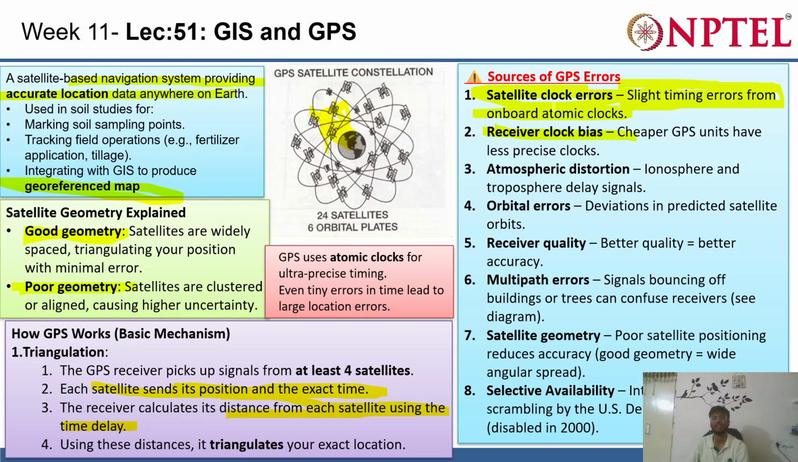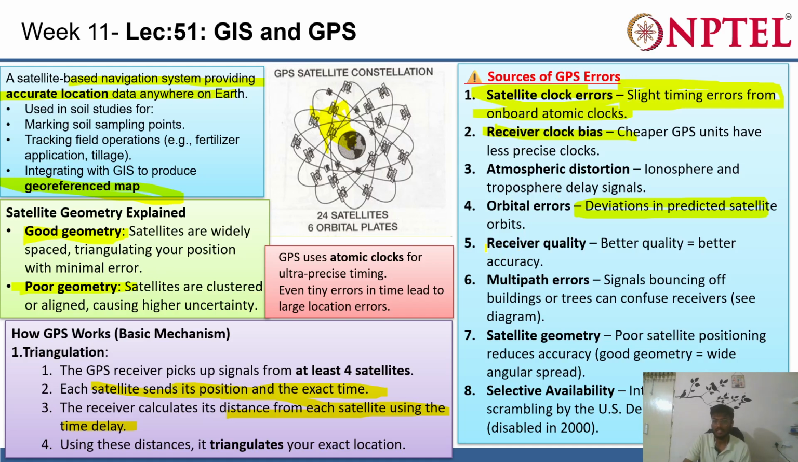Then atmospheric distortion. We know that in the atmosphere nowadays there are various gases like greenhouse gases, and at certain times extreme precipitation is happening, and all of that causes errors in the GPS system. Then orbital error, which is deviation in the predicted satellite orbits. Whenever this kind of thing happens with the satellite, that also causes error in GPS.